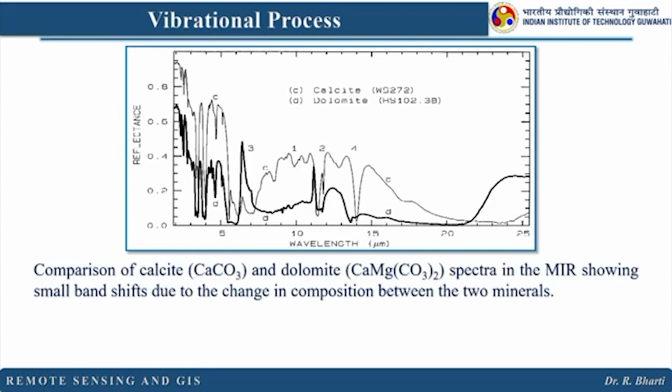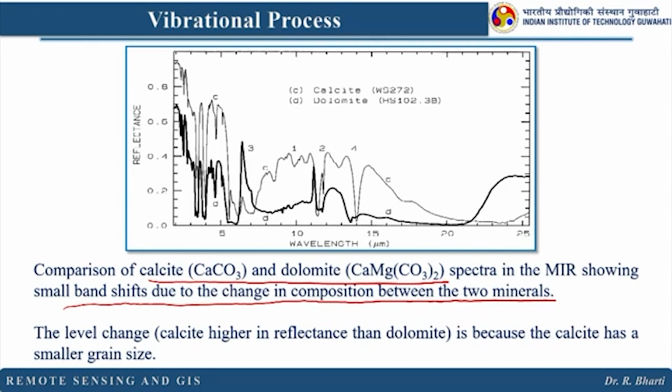So, here this is one example where you have this calcite and dolomite. So, here you are seeing the small band shift due to change in the composition between these two minerals, right. The label change is because the calcite has a small grain size, right, and calcite is higher in reflectance than dolomite. So, the reflectance will be high for the calcite.